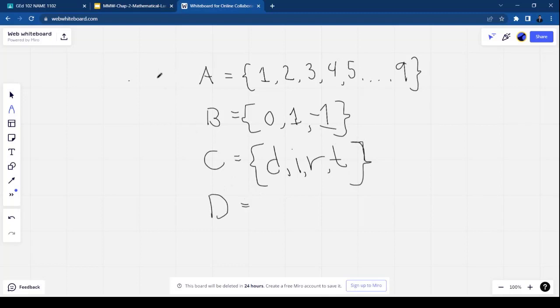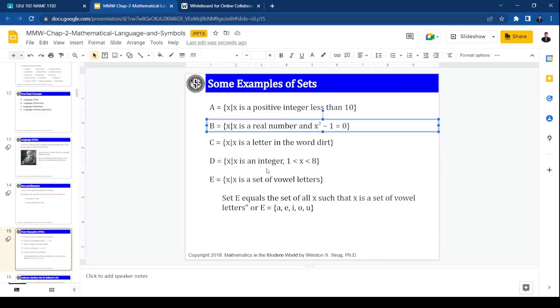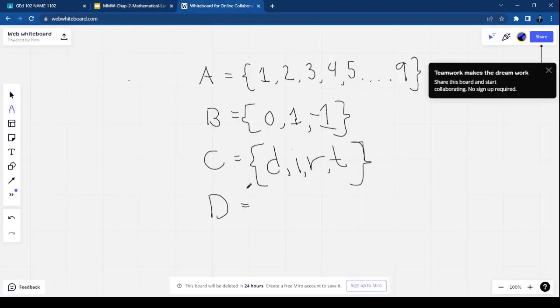And we have D. D, X such that X is an integer of 1 is less than X and X is less than 8. Okay, so ano yung mga integers in between 1 and 8? So yun ang i-indicate natin dito sa D. So we have a set. If mag-ano tayo ng whole numbers, we have 2, 3, 4, 5, 6, then we have 7. So, ito yung set natin sa letter D.